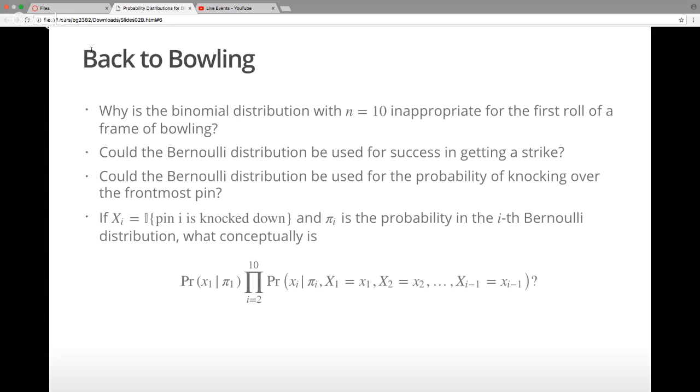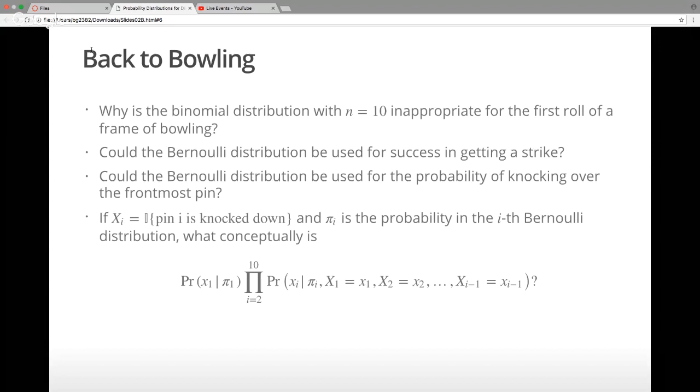So let's think about this just in the case where i is 2. We have the probability of knocking down the second pin given pi_2 and whatever x_1 was. So we have the probability of knocking down the first pin multiplied by the probability of knocking down the second pin given that the first pin either was or was not knocked down. What do those two things together tell us? The joint probability of what happens to the first two pins. They could both get knocked over, both not, the first but not the second, or the second but not the first. So i equal 2 covers us for the first two pins.